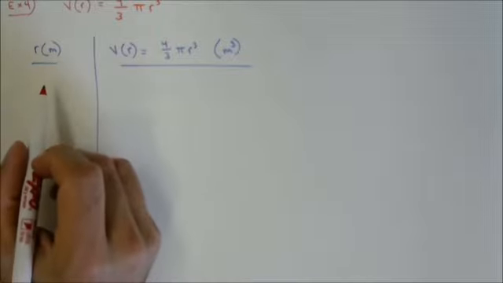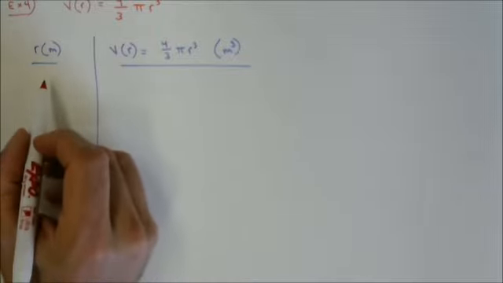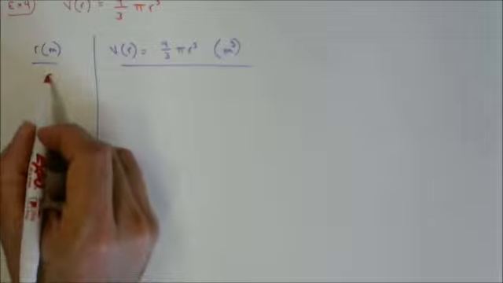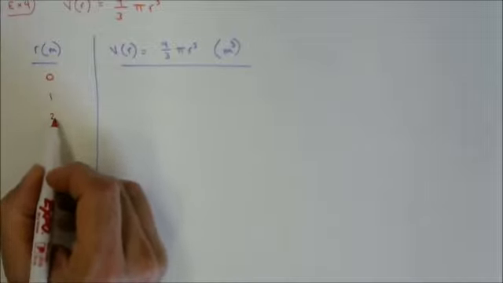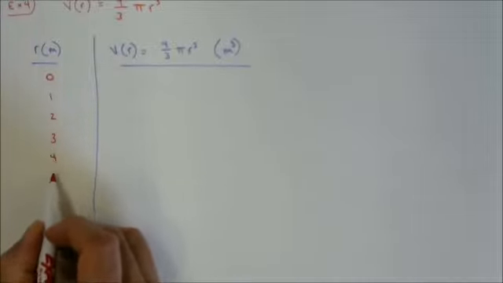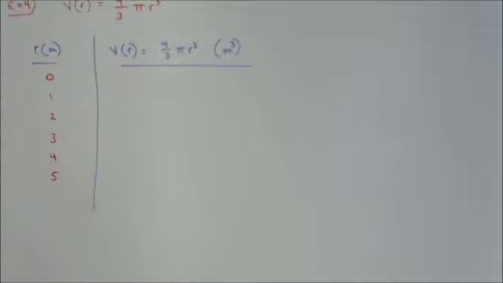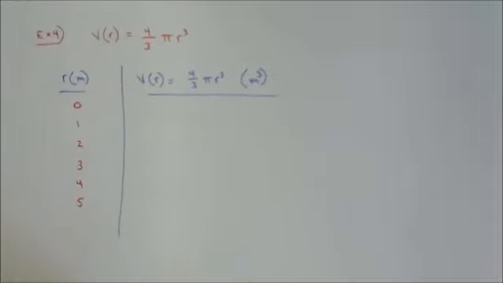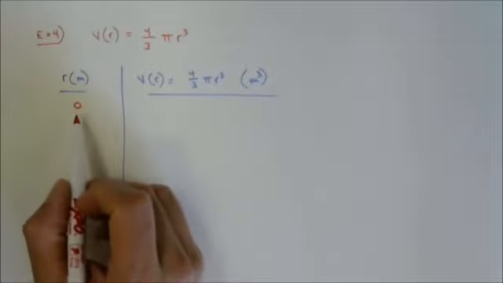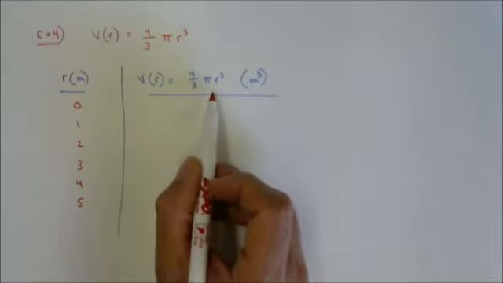And we're only interested in the values from 0 to 5, so we'll stick with whole numbers: 0, 1, 2, 3, 4, 5. We're going to be graphing this by hand. Obviously, you could put this in Desmos and graph it that way as well. And basically what we do is we take our value of r and we plug it in.